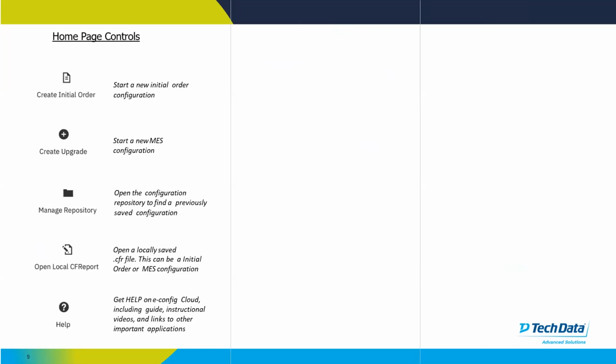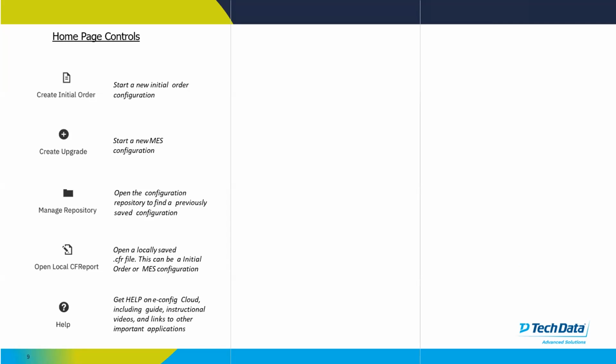There's a couple of usual features. It's very similar to the desktop version. All the usual items you'd expect are there. Create an initial order, create an upgrade. Manage repositories is one of the most interesting bits of it, because if you can actually start to utilize that, that does actually make your life a little bit easier. And if you're using another machine that you don't have access to your files on, say the actual hard drive of your laptop, it helps you get around that issue, which is quite neat and tidy. Of course, open local CFR reports.